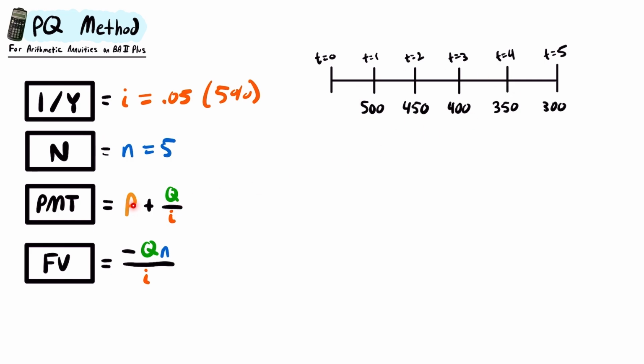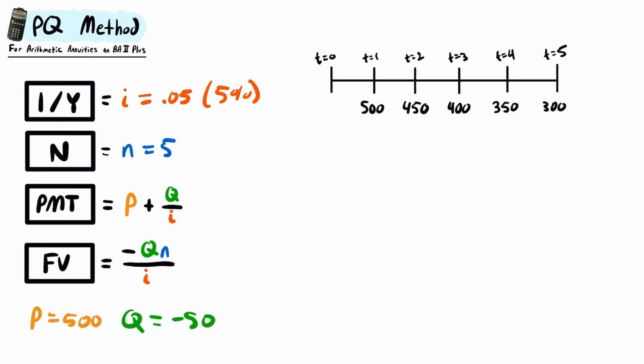Well, P is the initial payment, which is 500, so we have P equals 500, and Q is the amount that each payment increases or decreases by. In this case, they're decreasing by 50, so Q is negative 50. All right, they're not increasing by 50, so it's not positive. They're decreasing, so Q is negative 50.